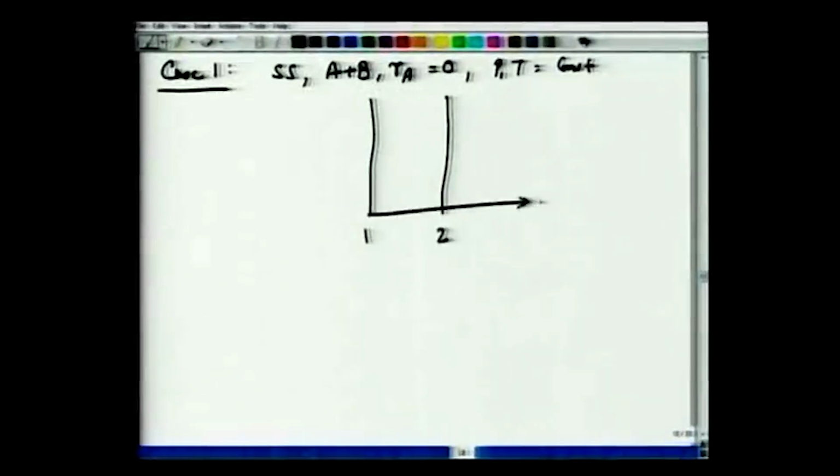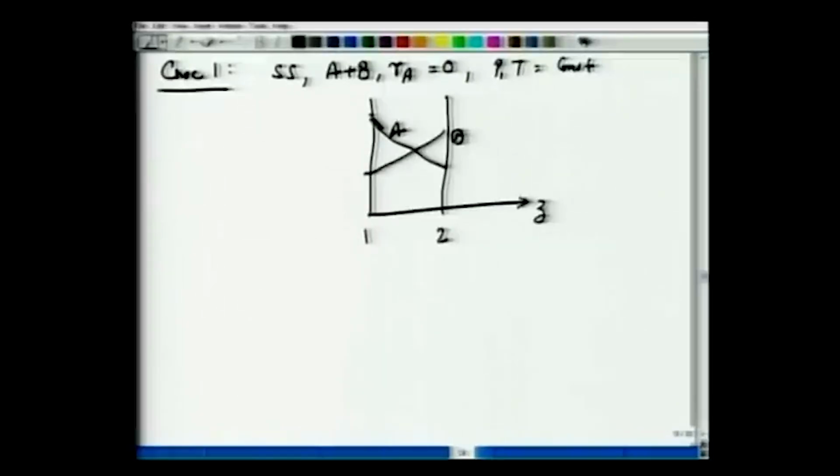Let's assume a steady state. We have a binary mixture of A plus B. There is no chemical reaction, RA equal to 0. We also assume the pressure and temperature are constant. So essentially we are looking at Cartesian coordinates, diffusion between 1 and 2, z is the direction, and A and B diffuse. Let's assume that there is a concentration gradient for A and there is a concentration gradient for B.